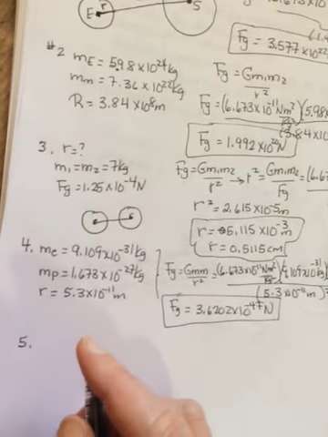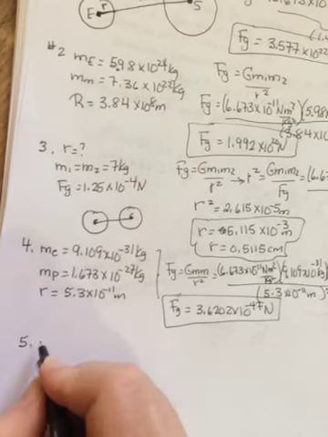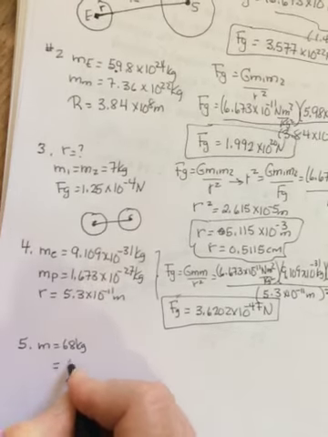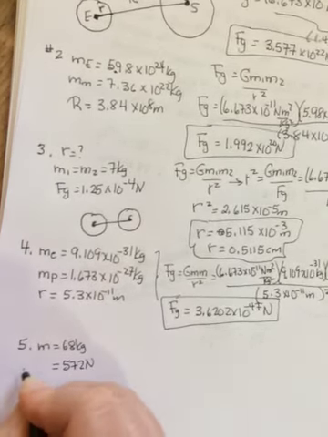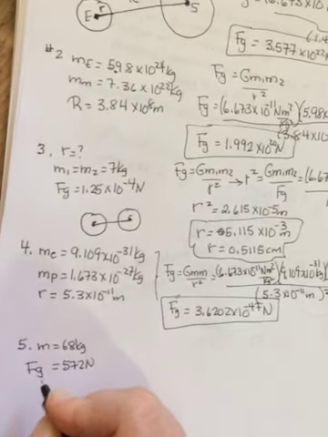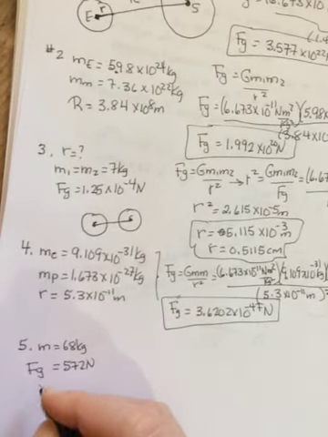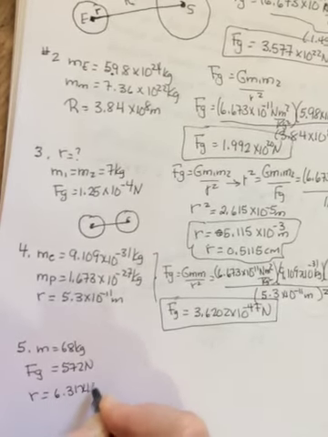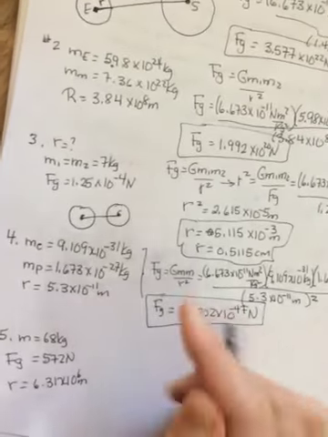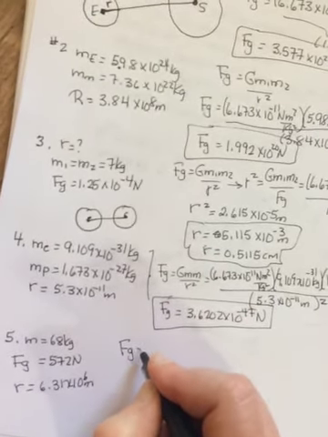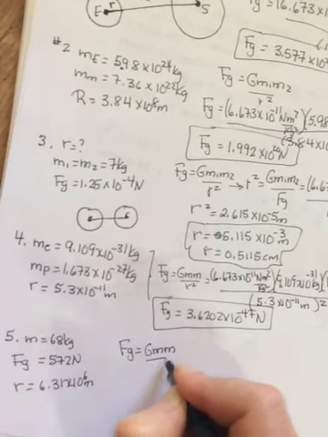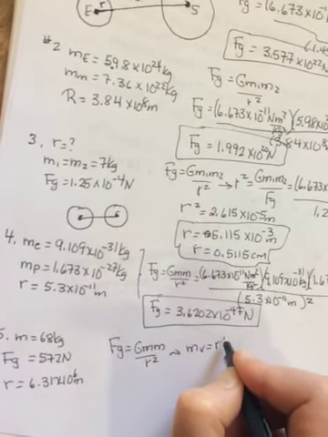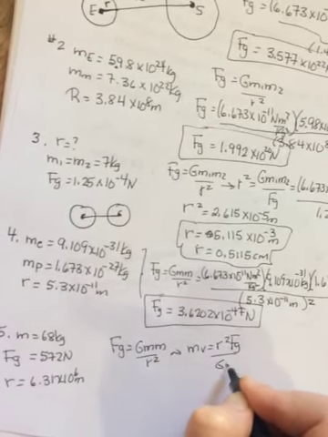Number 5, on Venus, a person with a mass of 68 kilograms would weigh 572 newtons. That is your Fg that they're giving you. Find the mass of Venus from this data given the planet's radius. So the r is 6.31 times 10 to the 6th. And notice I'm writing it as a small r because you're on the planet, you're not orbiting it. So it's really just the radius of the planet. And so you're looking for the mass of Venus. So M of Venus will equal r squared Fg over G m.